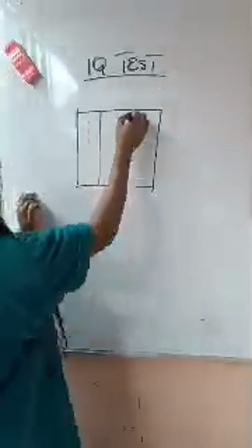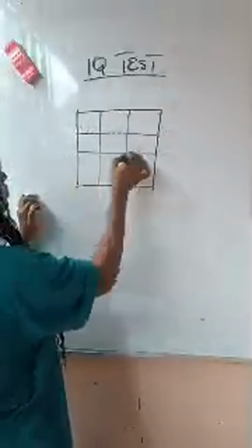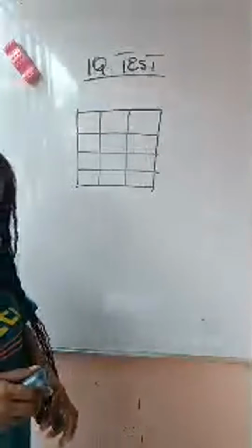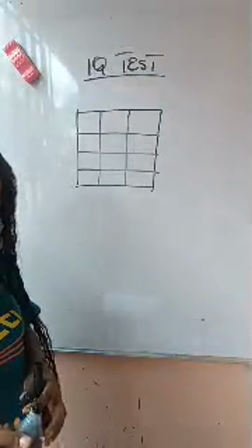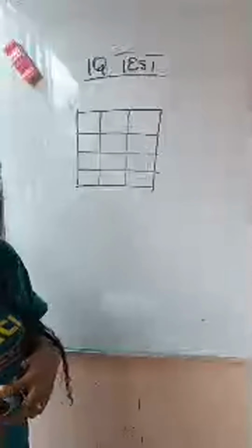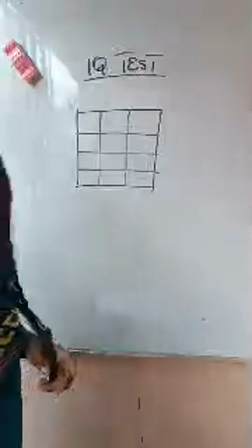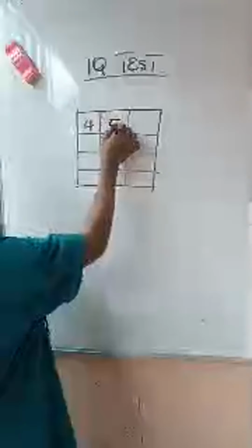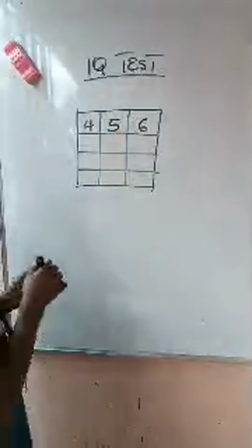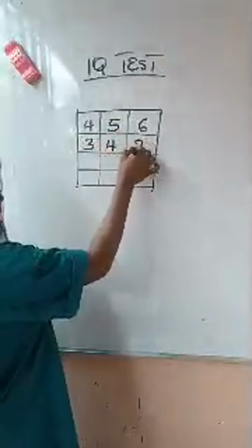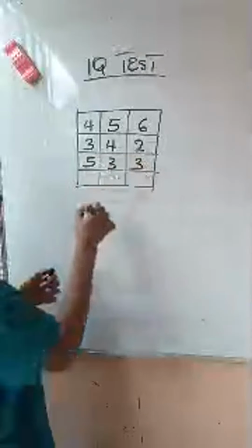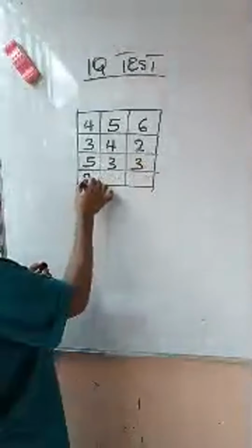3 by 4. This is a 3 by 4. Then we have these as the numbers inside. We have 4, 5, 6. We have 3, 4, 2. We have 5, 3, 3. And we have 23, 19.